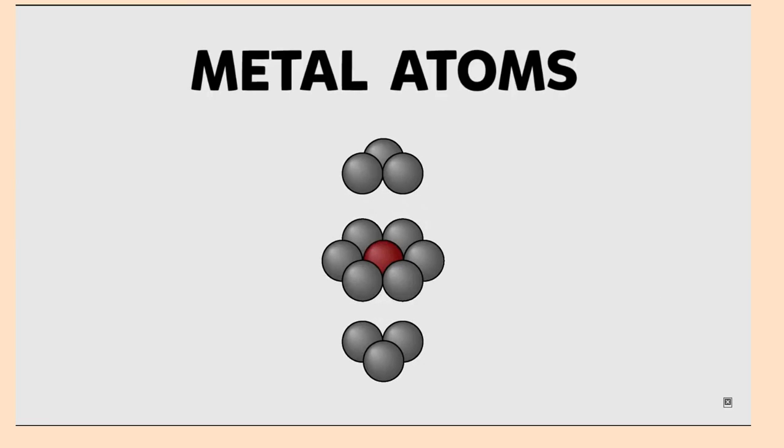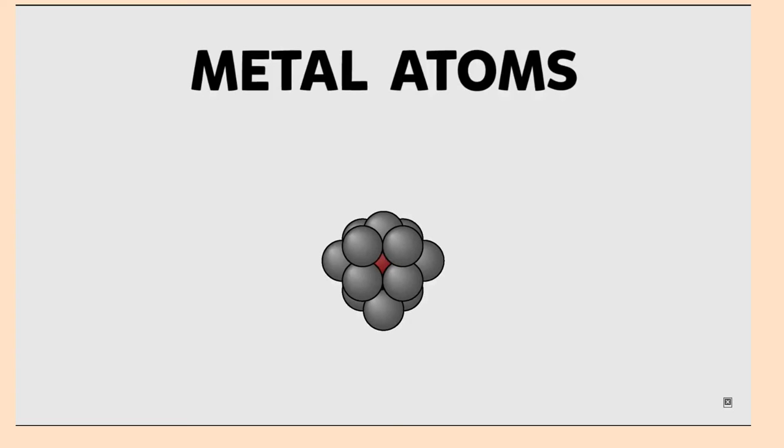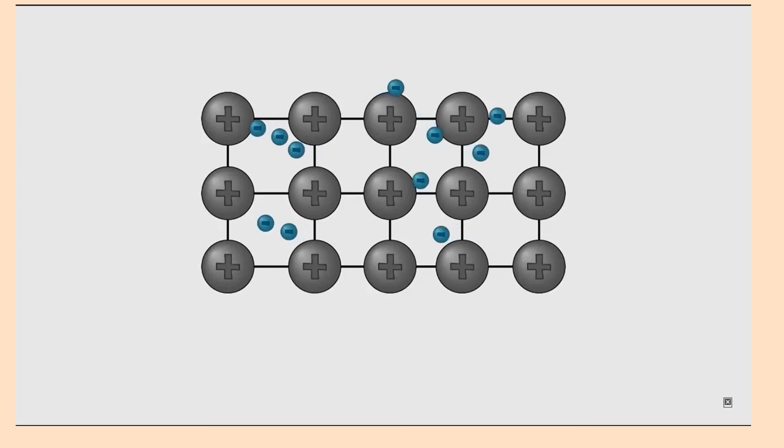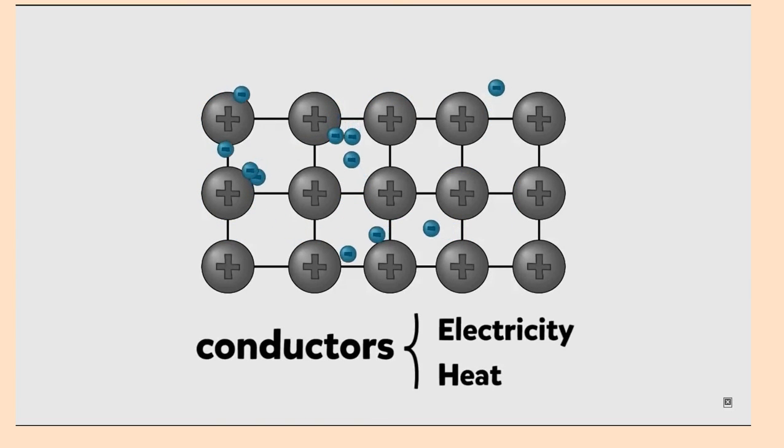Look at the red atom. It is surrounded by 6 in its plane, and 3 on top and 3 underneath. Less compact crystal structures are possible too, for example this arrangement where each atom is bonded to 8 others. Because there are still not enough electrons to complete the outer shell of any of the atoms, the electrons can move easily from one atom to another, making metals good conductors of both electricity and heat.